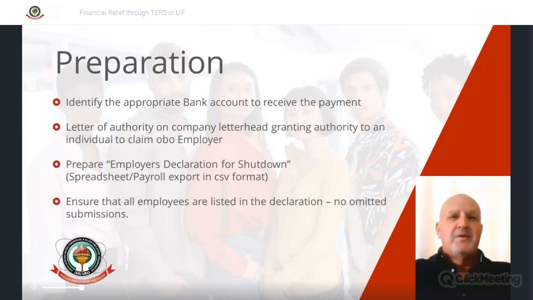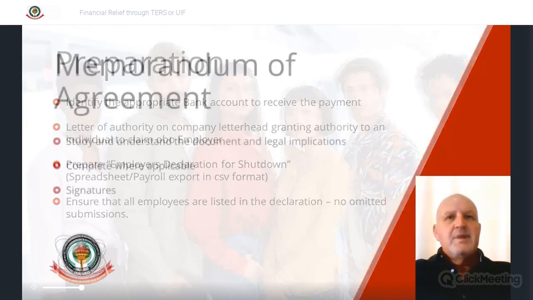I have to point out that part of the regulation says that when you submit your application, you cannot make changes to this application at a later stage, and therefore it's crucial to ensure that all employees are listed in the declaration, there are no omissions, and that you cannot make submissions at a later stage. Please make sure that the information that you send through as far as the spreadsheet is concerned is correct.